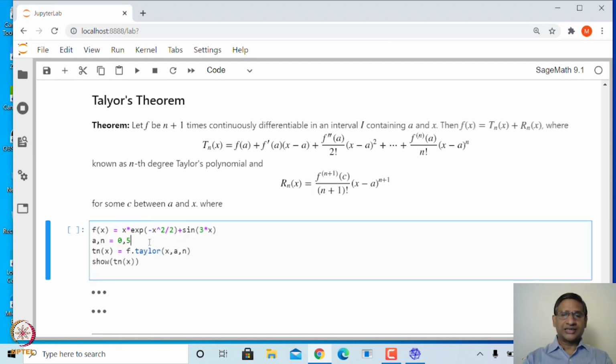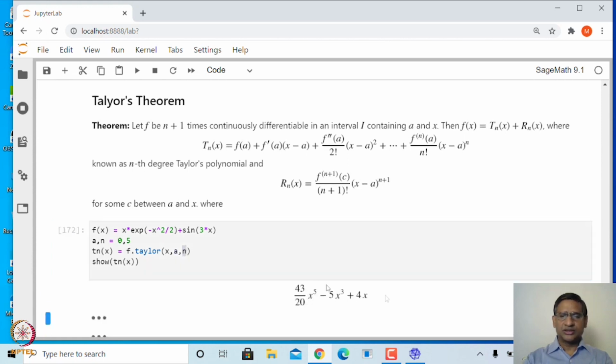Now, let us take an example. Suppose I have the function f of x is equal to x into e to the power minus x square by 2 plus sine 3x, and suppose we want to find the 5th degree Taylor's polynomial of f about x equal to 0. So, here a is equal to 0, n is equal to 5, and then I am defining that Taylor's polynomial is T n of x, f dot Taylor with respect to variable x and at the point a, and the degree is n.